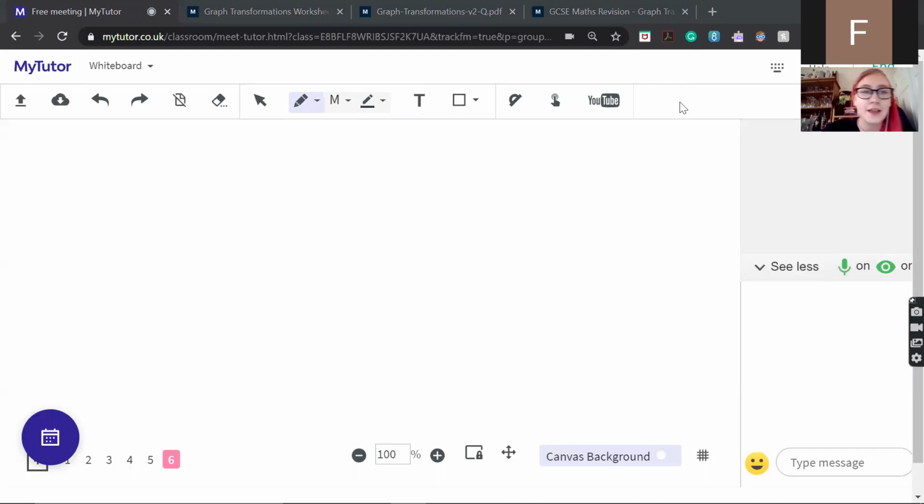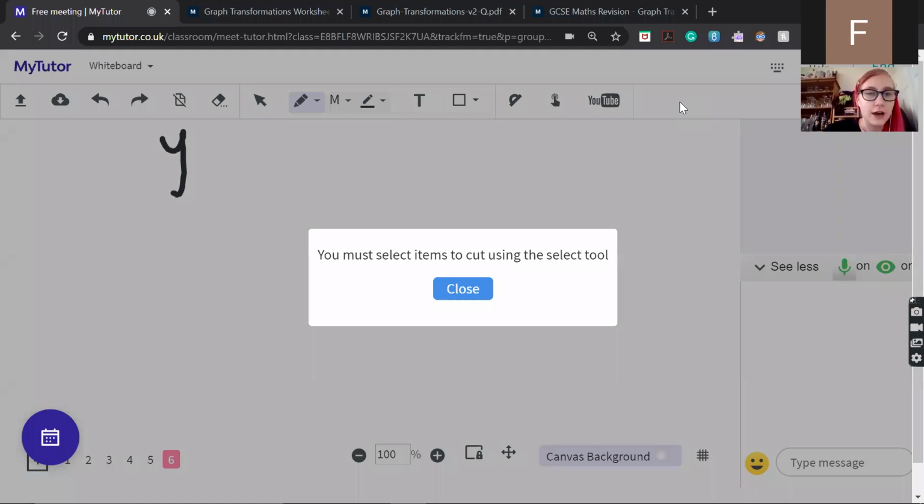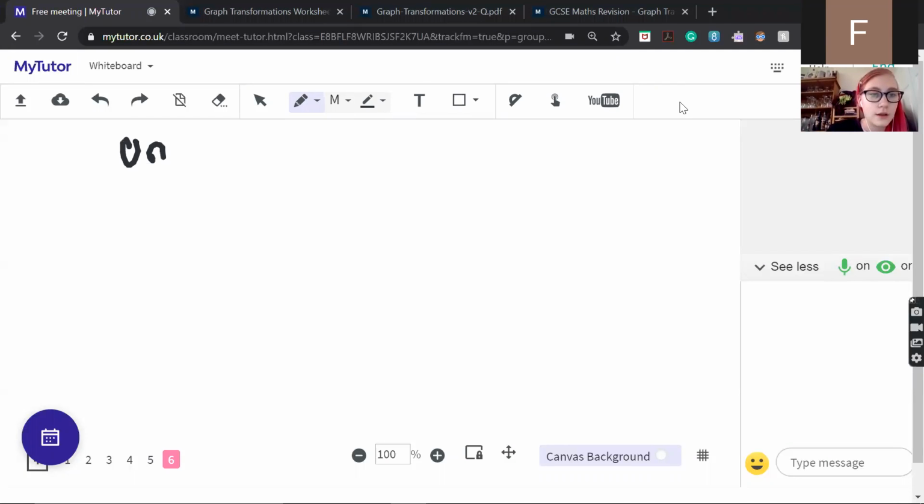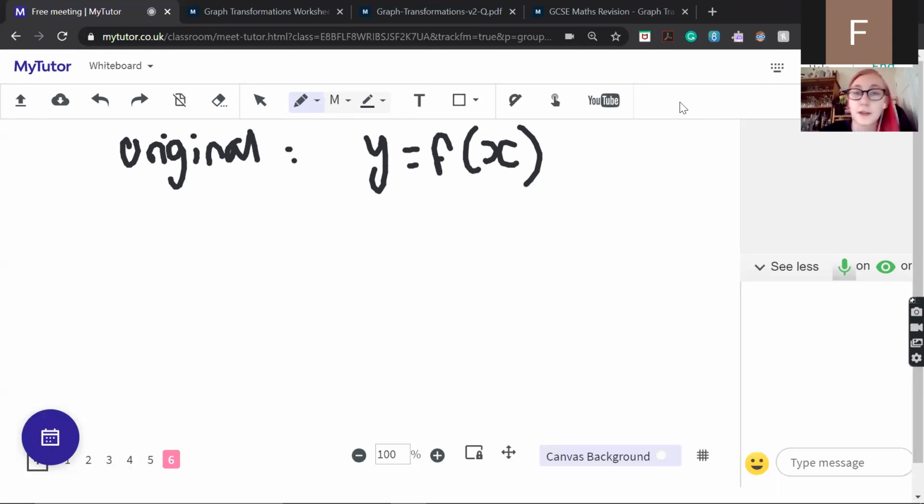Now, here's what it's going to look like. We start with our original curve, which is going to be y equals f of x. Now this could be anything. This could be y equals x squared like we had before. Our f of x could represent x cubed minus 7. Our f of x could represent 1 over x.